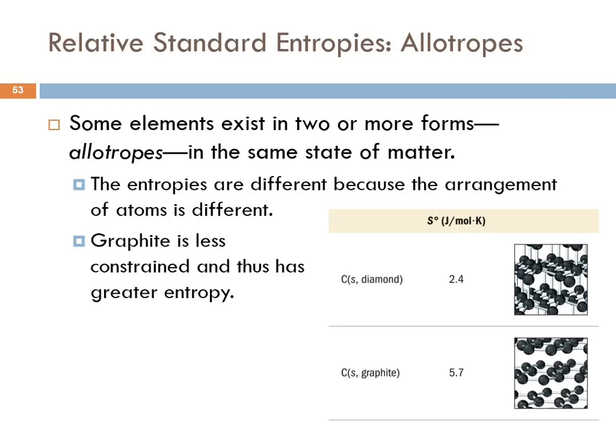The entropies of these allotropes are different. The diamond has a much lower entropy, 2.4, about half of that of carbon in the graphite allotrope, because the arrangement of the atoms is different. In a diamond, we have a three-dimensional lattice, and the particles are fixed in that three-dimensional lattice. Graphite has two-dimensional sheets. That's why it's slippery, because there is sliding that occurs between these sheets of graphite, and so there's greater entropy there because there's more places to put the energy.